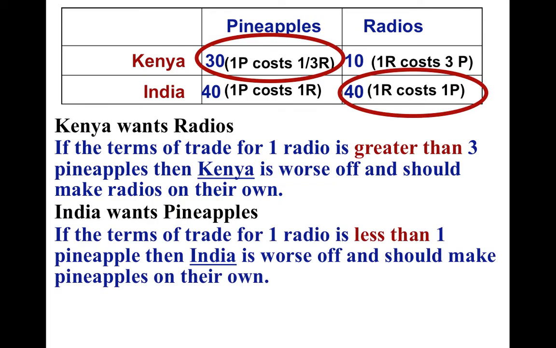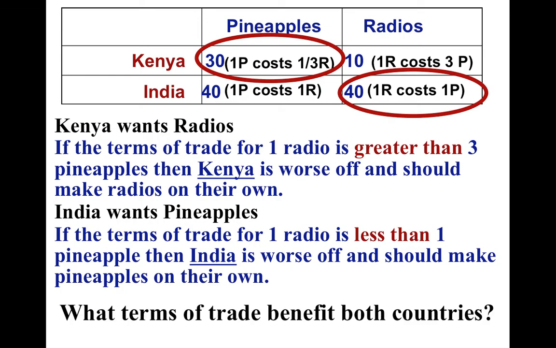Okay, the next one down says that India wants pineapples. If the terms of trade for one radio is less than 1 pineapple, then India is worse off and should make pineapples on their own. Right? So when we're looking at this number over here, India would say, all right, well, we already make 1 radio, costs us 1 pineapple. If we were to make 1 pineapple and we're going to get 1 radio, if we were to get less than 1 pineapple per radio, then that's not going to be an advantage to us because we'd get more pineapples if we made them ourselves.